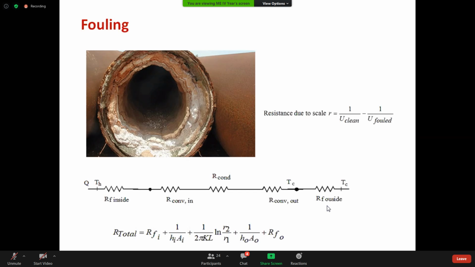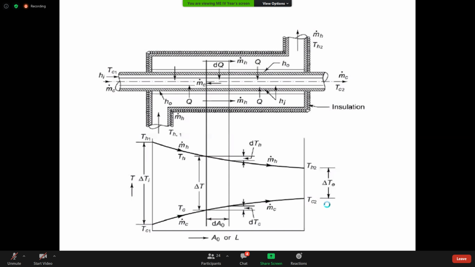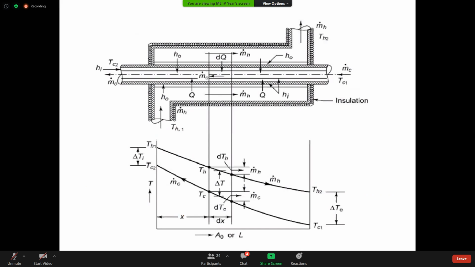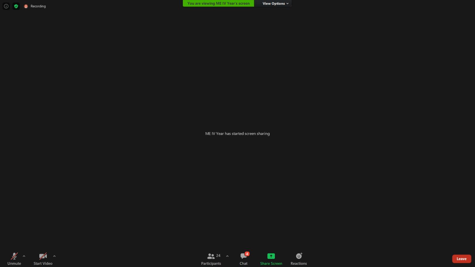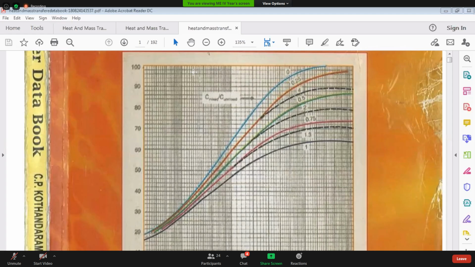Right, so this is my presentation of heat exchanger today. Right, I will go quickly in this 10 minutes. In this 10 minutes, I'll explain the data book, how to use the data book for the heat exchangers. Very simple. See, in the heat exchangers, in the first page of data book, I'll show. The first page of data book itself has the graph of heat exchanger. The first page.